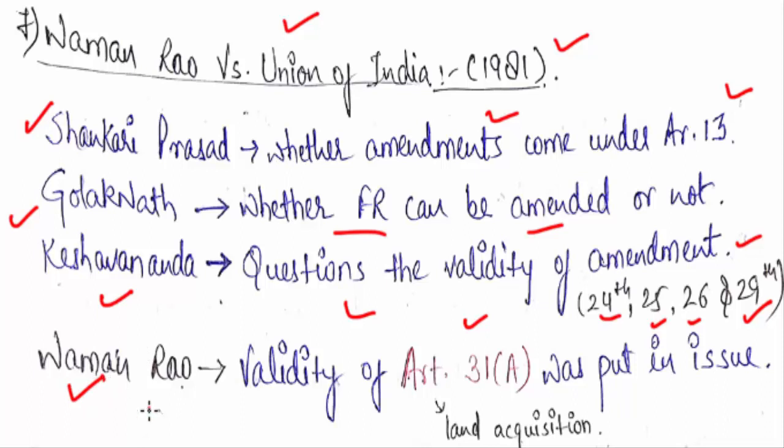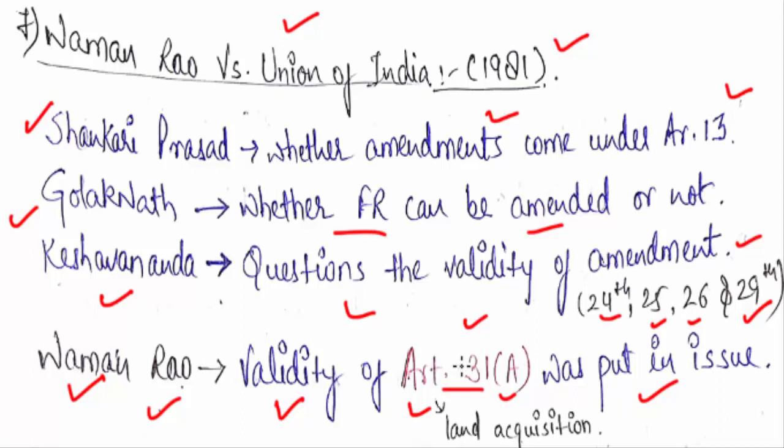And Waman Rao case is also a landmark case because, as we have seen with the Minerva Mills case, it helped in evolving the basic structure doctrine. Waman Rao case also helps in evolving it, right? The issue or question in Waman Rao case was that the validity of Article 31A was put in issue, and Article 31A, we know, is related to land acquisition, and Article 31B is related to the 9th Schedule and all these things. So this particular case is also related to land reforms, right?